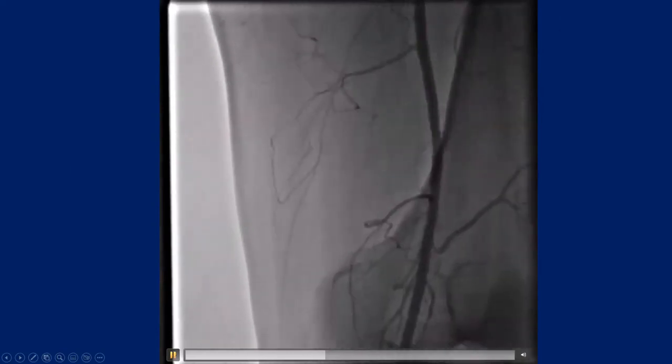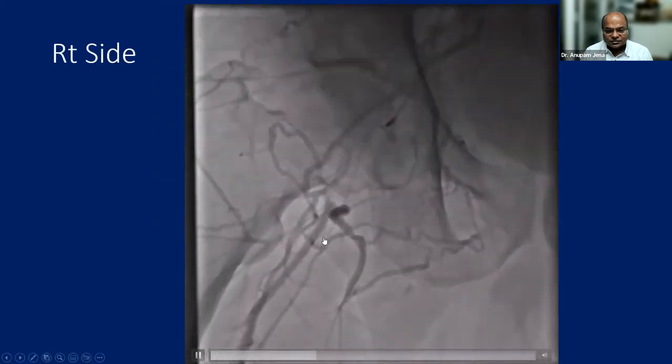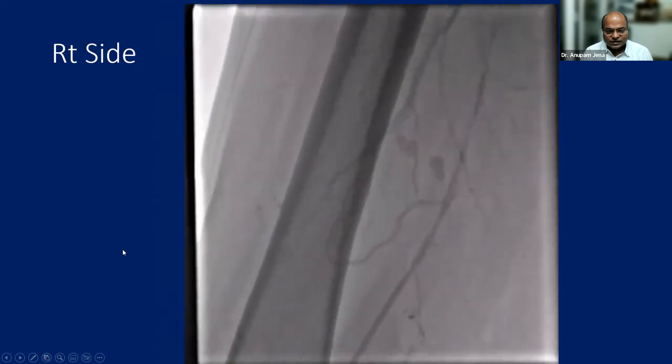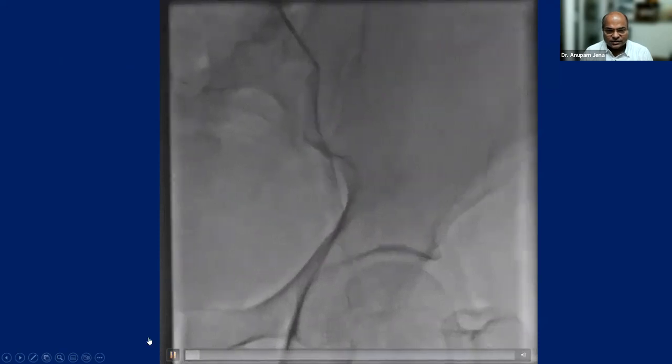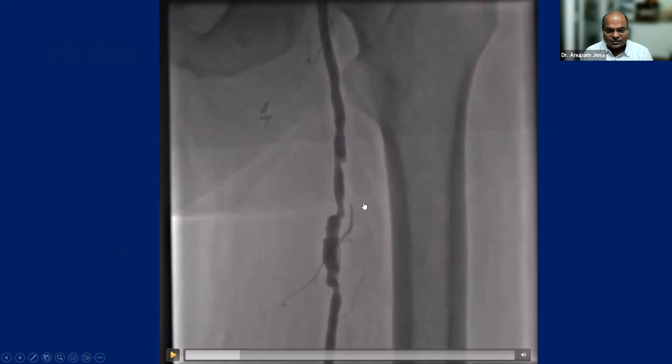Okay. So then this was the, oh, sorry. So the right side was occluded. On the left side, the problem is that there is a disease in the proximal superficial femoral artery, in the very proximal part.